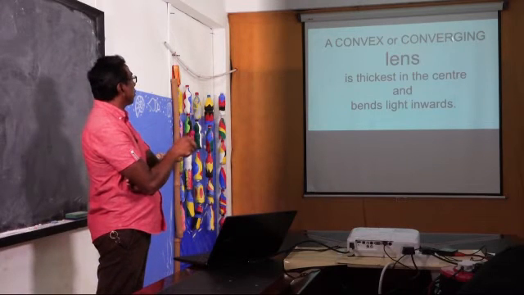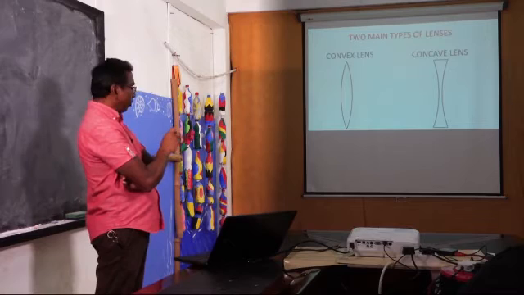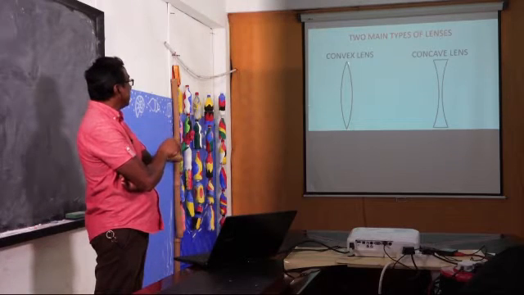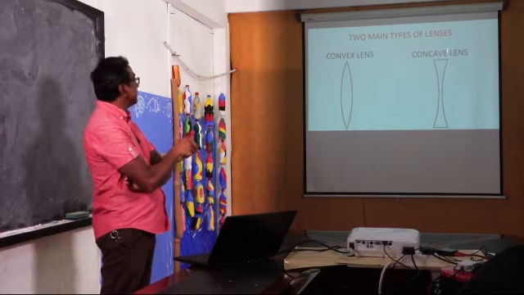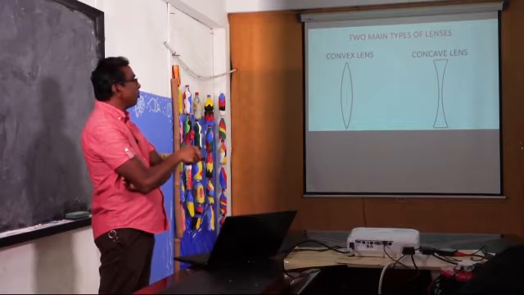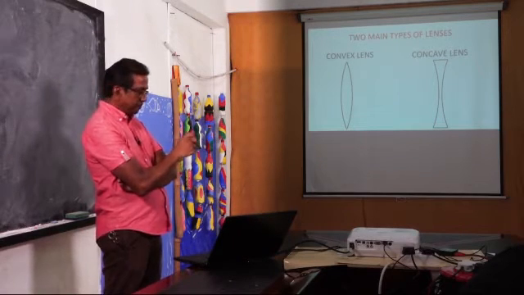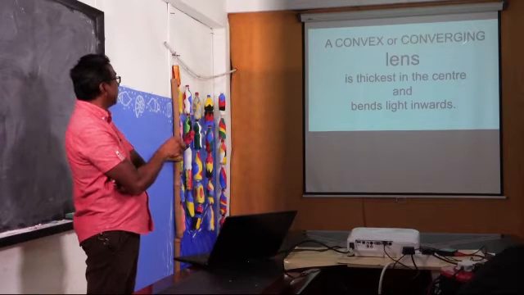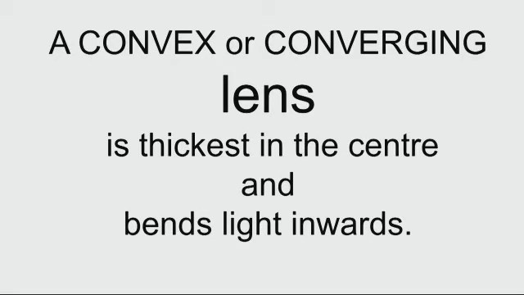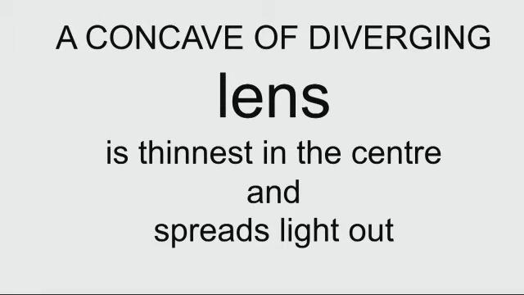Convex lenses are also called converging lenses because when rays go through it, these rays converge, they come together. Whereas concave lenses are called diverging lenses because when rays go through it, these rays move away, they get diverged. Therefore, convex lens, another word for it is converging lens. It is thickest in the center and it bends light inwards. It brings them together. Right?